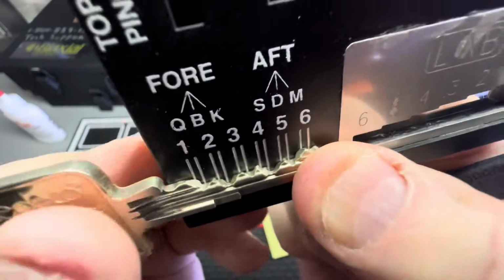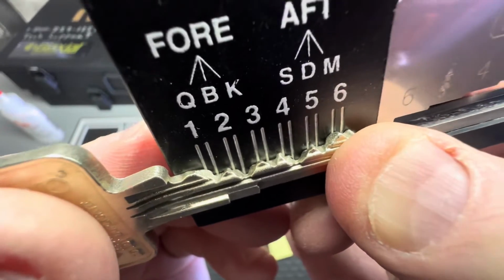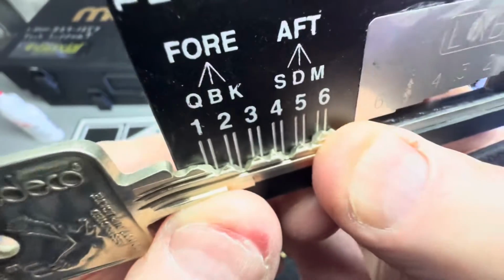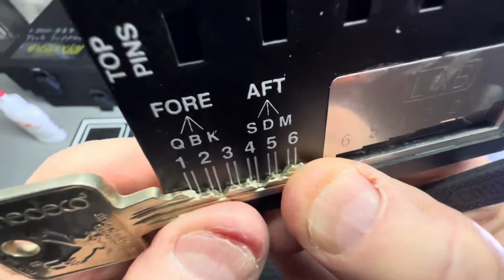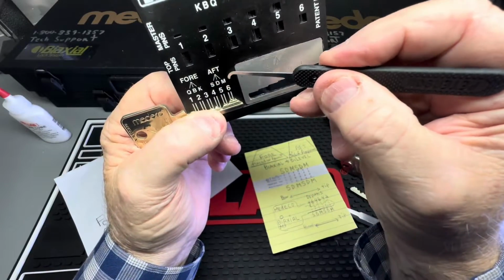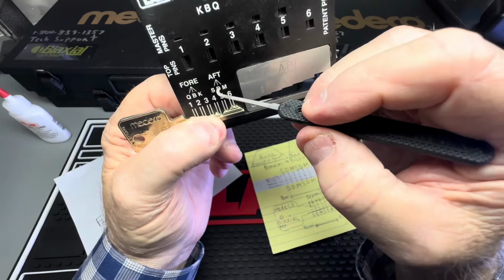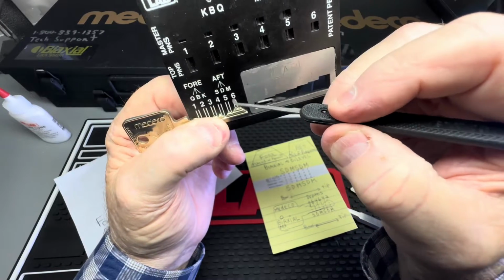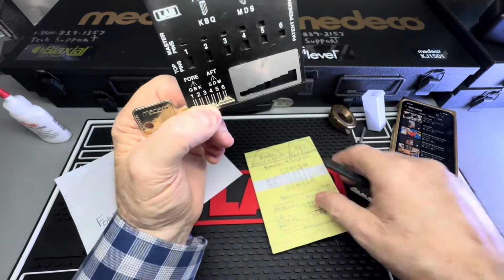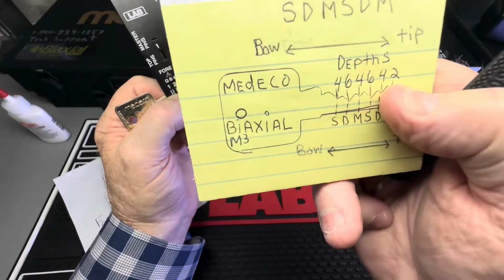And now the next one, number 2, is lining up with the aft, and number 1 is lining up with the aft. That's how we understand this. It's aft cuts. So it's got to be either an S, a D, or an M. So we already know the depths. Depths are 4, 6, 4, 6, 4, 2.